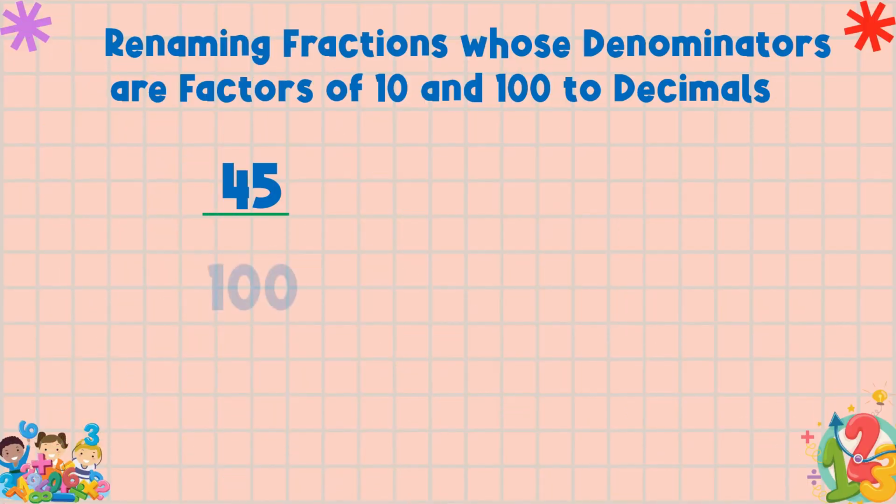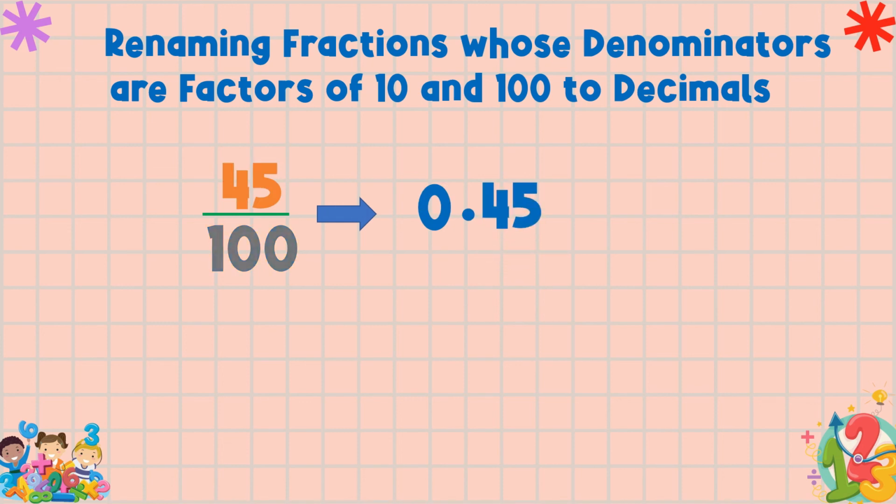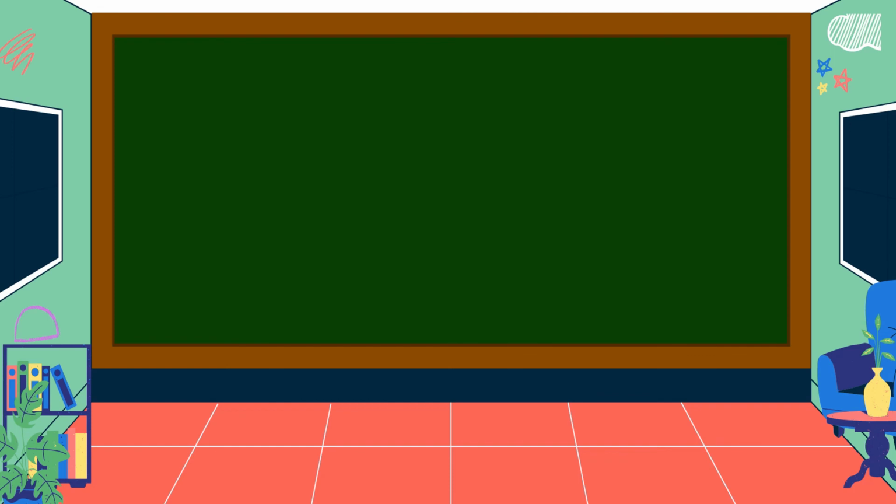Another example, 45/100. How do we write 45/100 as a decimal number? Yes, you are right. This is the answer, 0.45. I hope that you understand our lesson for today.